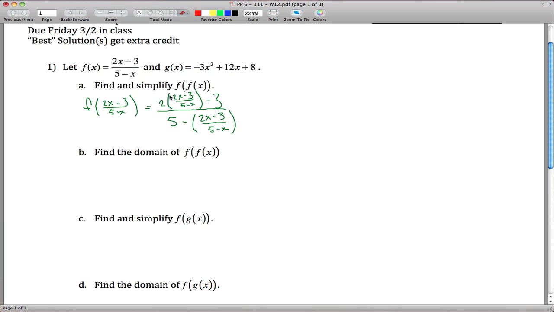If it just said find this, I'd be done, but it says find and simplify. Alright, I can do that. Maybe I'll first multiply the 2 through and get (4x minus 6) over (5 minus x). See, I have minus 3 here. It would be nice if I had a common denominator. That common denominator is 5 minus x. To get 5 minus x on the bottom, I think of this as 3 over 1, and multiply it by (5 minus x) over (5 minus x). So what I get is 15 minus 3x.